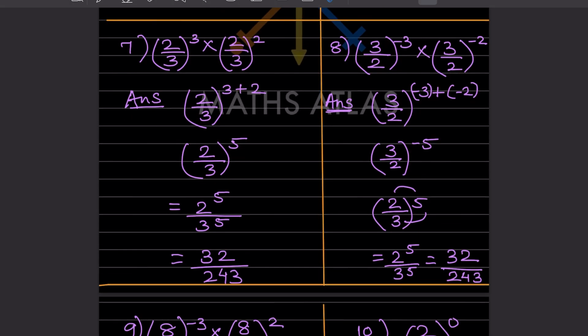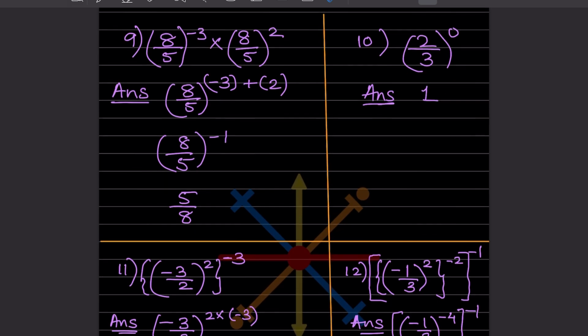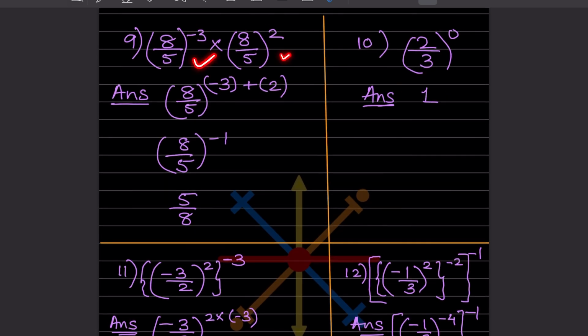So 2 raised to 5 divided by 3 raised to 5 will be 32 by, when you multiply 2 five times, that will be 32. When you multiply 3 five times, that is going to be 243. Now again here the base is the same, so the exponents should be added. The formula a raised to m multiplied by a raised to n will be a raised to m plus n. So this is n and this is n.